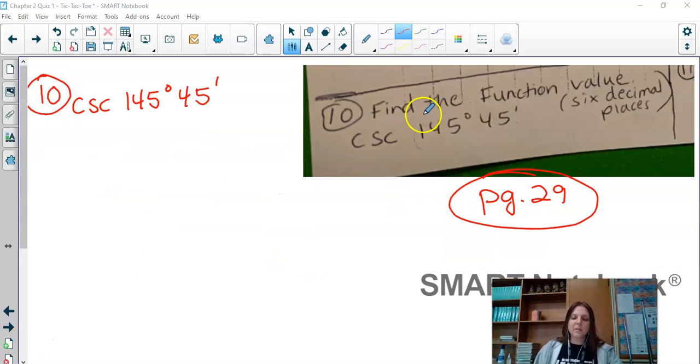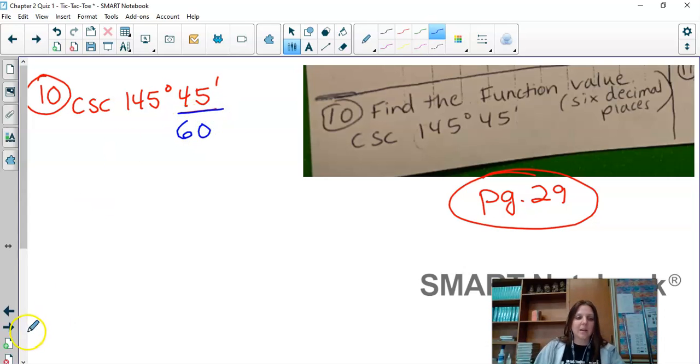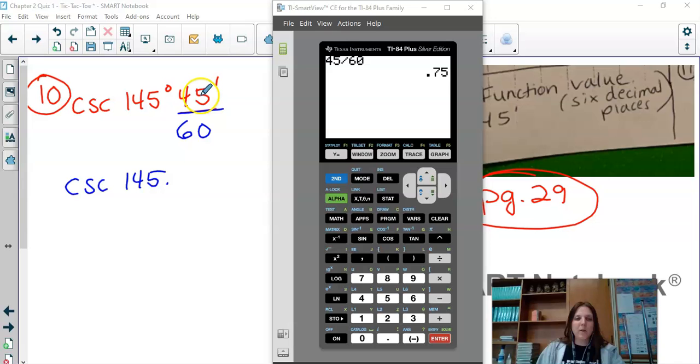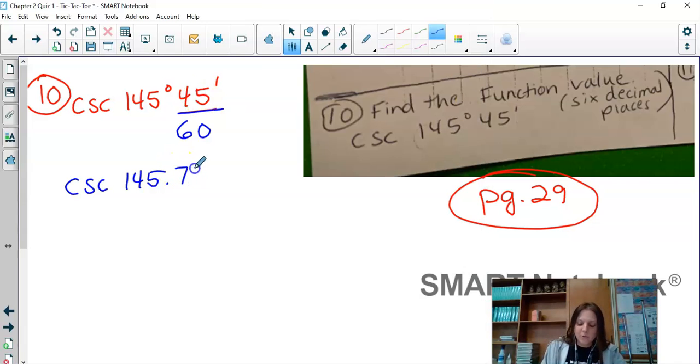So number 10 says find the function value to 6 decimal places. So this can kind of be a clue that this is a calculator question. Before I type it into the calculator, though, I need to turn this into a decimal. So remember, there are 60 minutes in a degree, so I'm going to divide this by 60. So you can see I got 145, and this is 0.75 for my degrees.